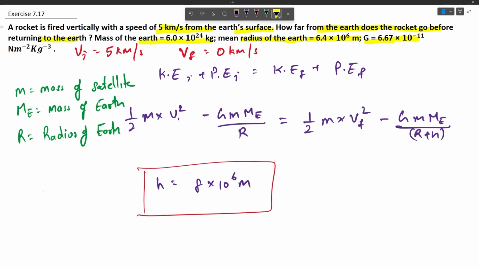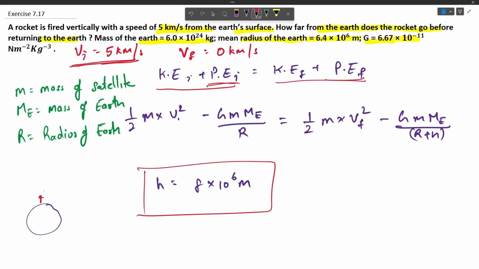Now in this question, what we see is that the Earth and rocket system is isolated, or we can say that no net unbalanced force is acting on it. So the total energy initial is going to be equal to total energy final. So here kinetic energy initial is half m v_i squared, where v_i is the initial rocket speed, that is 5 km per second. Now potential energy at the surface of earth is minus G M m by radius of the earth. Now this will be equal to final kinetic energy plus final potential energy.